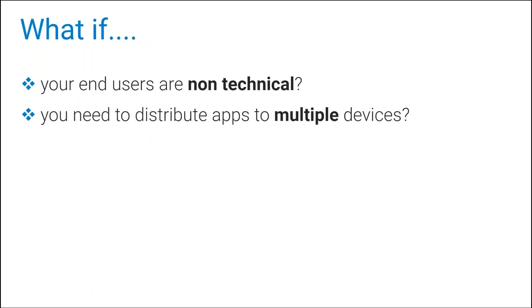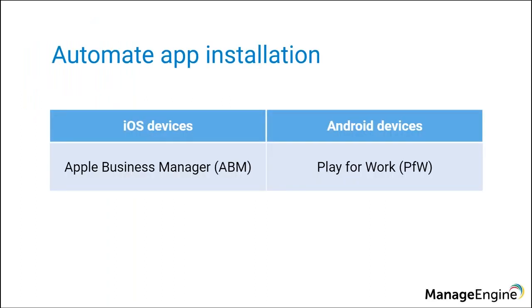But what if your end users are not technical, as in they do not have a personal iTunes account or a personal Gmail account in the devices? And if it's for one device, it's fine. But what if you would have to distribute the same app to thousands of devices that are out there? In that case, MDM has the right feature rolled up its sleeve. That would be your automated app installation process. For each device vendor, be it iOS or Android, there is a particular solution, which is Apple Business Manager for your iOS devices and the Google Play for Work solution for your Android devices.